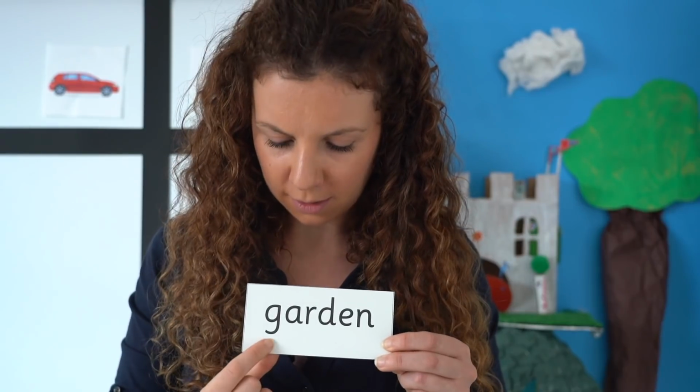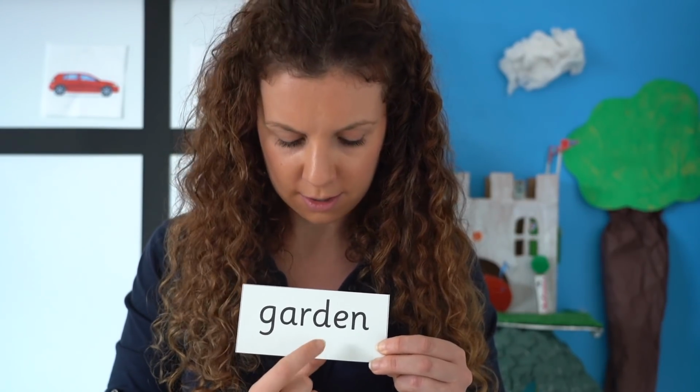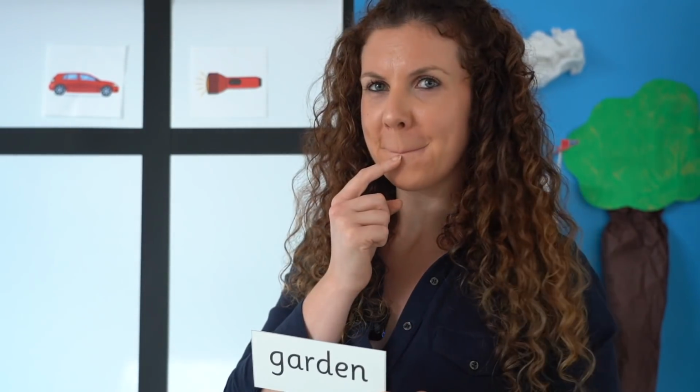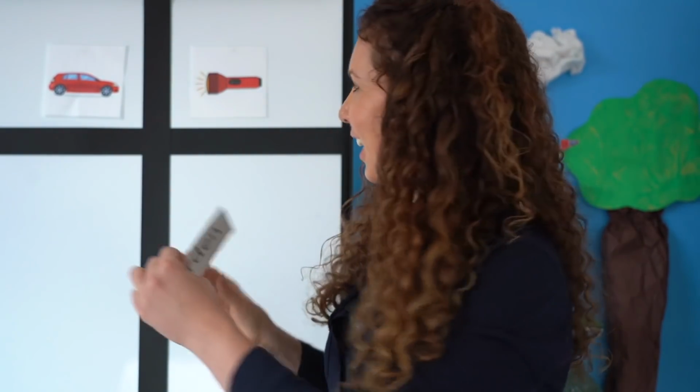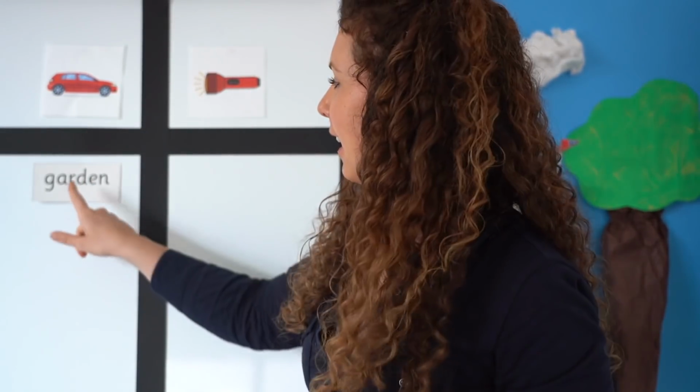This is a slightly longer word today, so we're going to chunk it up. G, R, gar, d, n, den. Garden. It has the grapheme R. So where shall I put it? Yes, it goes here. Under the car, it has the R sound.